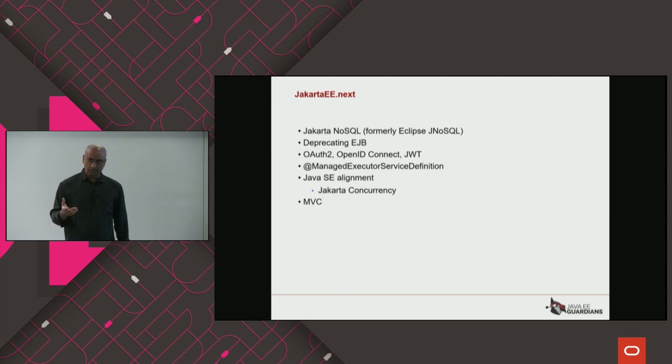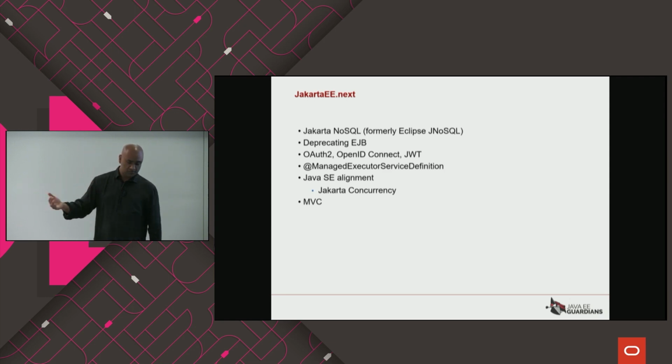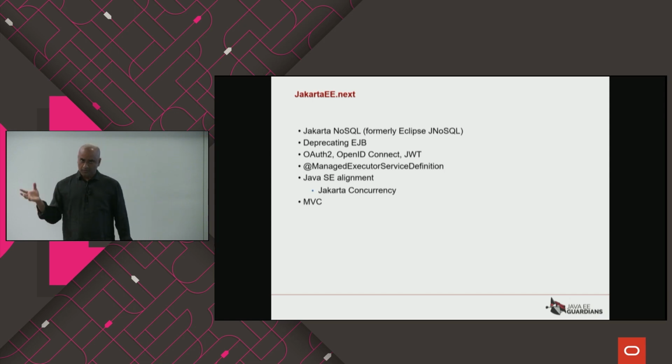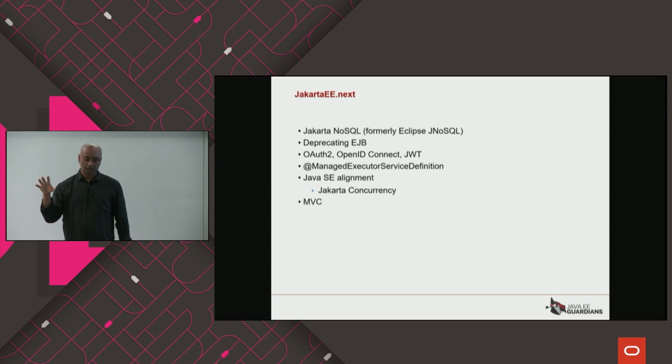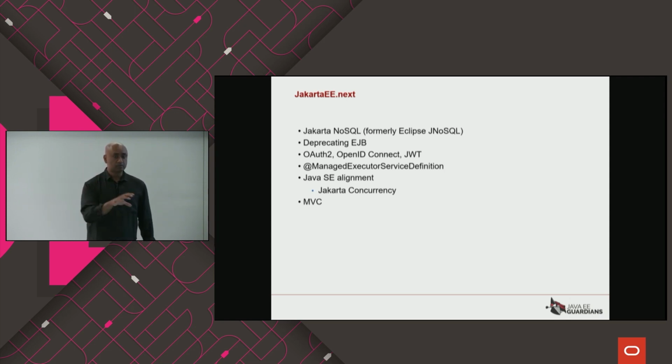One of the things that we've been wanting to do, and we've made incremental progress towards, is deprecating EJB in favor of CDI. One of the things that isn't standardized in Java EE security yet is the kind of authentication mechanisms that are common in microservices. So these are things like OAuth2 and OpenID Connect and JWT. This exists in MicroProfile. It probably belongs in Jakarta EE because this is a very common use case.